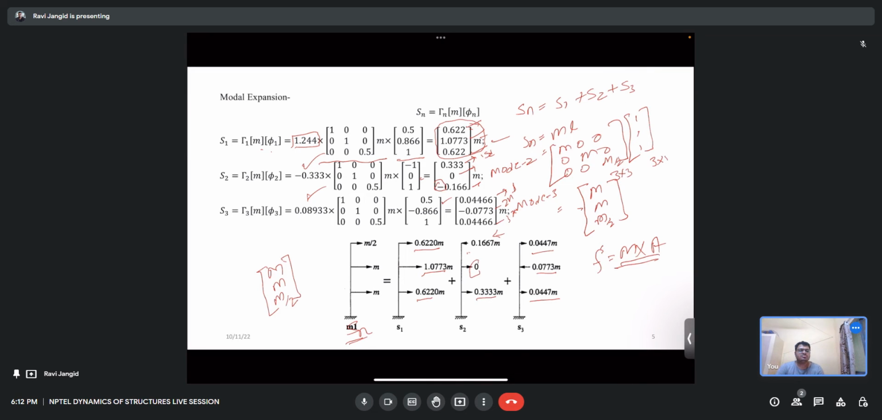If your acceleration corresponding to the first mode is A1(t), for the second mode the acceleration would be A2(t), for the third mode that would be A3(t). If you multiply with this A1(t), A2(t), A3(t), this becomes your force vector: force vector in the first mode, force vector in the second mode, force vector in the third mode. By this we can calculate the shear as well as the moment. Let us go one by one.